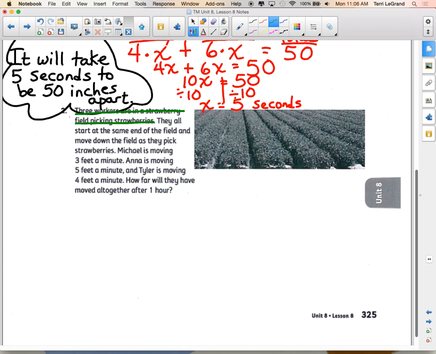They all start at the same end of the field and move down the field as they pick strawberries. Well, that's kind of important in our drawing, right? So we now know we have 3 people who are starting at the same end and move down the field as they pick strawberries. But in reality, it's not going to matter in setting up our equation. So let's just start our picture, though. We have 3 people moving down the field, going in the same direction, starting at the same place.